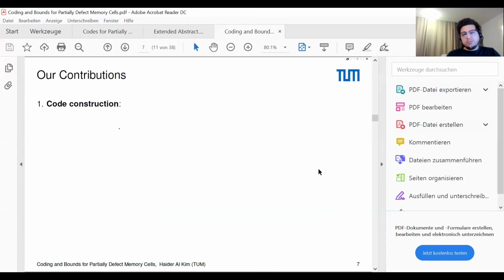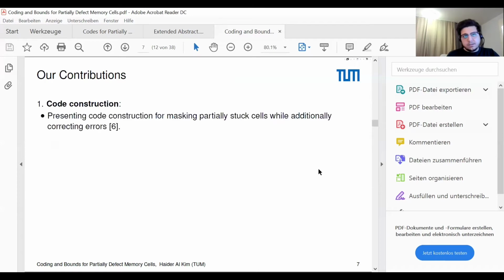Our contribution: we have many code constructions for partially stuck memory cells, and we summarize in this extended abstract one of them, when we have some u partially stuck memory cells out of n, and we have a theorem for this. We will explain it. We present code constructions for masking partially stuck cells while additionally correcting errors. The main difference from Wachter-Zeh and Eitan Yaakobi is that we can handle not only the partially stuck cells, but also do error correction.